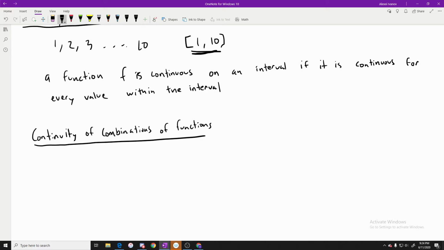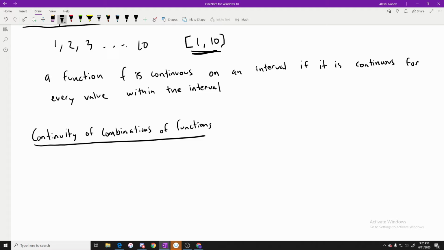To talk about the continuity of combinations of functions, we are looking at when we are combining two functions. If you go back a couple of lessons, I talked about function transformations and combinations. You can check that video out. I'll add a link to it right here at the top right. But essentially, a combination of functions is when we combine two functions together.